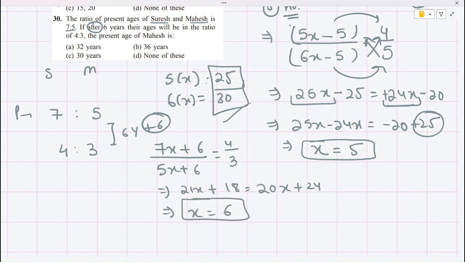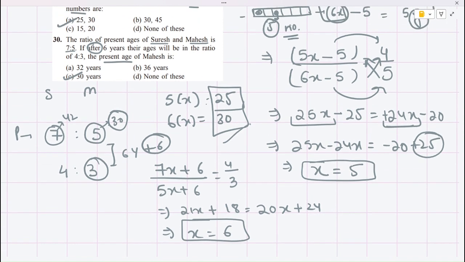So x की जो value हमारे पास आई that is equal to 6, which means that the age of Suresh is 42. That is 7 multiplied by 6, 42. And the age of Mahesh will be equal to 30. Which means that 30 will be present age पूछे, right? अगर बाद की age पूछते तो again you would have focused on this particular aspect. Normally plus 6 भी कर सकते थे हम. So the answer becomes 30. That is the present age of Mahesh will be equal to.